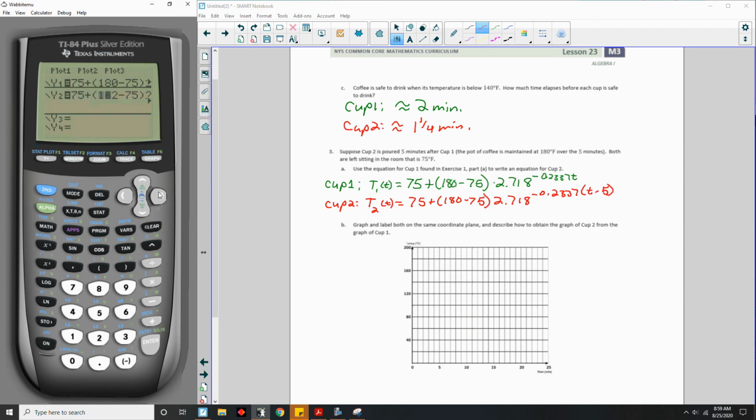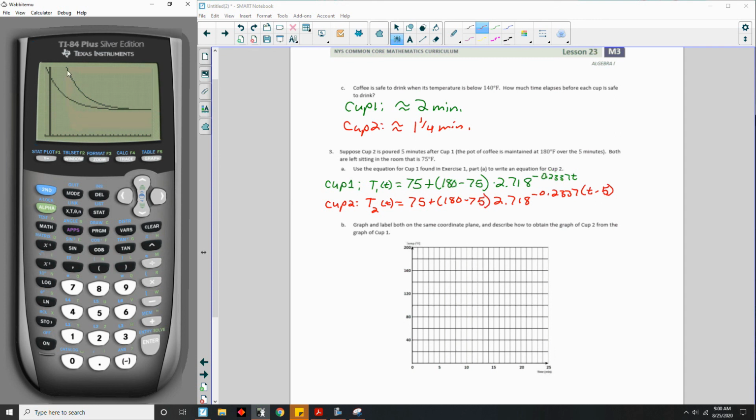75 is good. The initial temperature is 180 minus 75 to the 0.2718 to the power of negative 2.2337. But now I want a parentheses here, and I want x minus 5 in parentheses in my exponent right here. So then I hit enter and graph. Okay, there's the coffee. That was 180 degrees. Next is the coffee that was 180 degrees after 5 minutes.